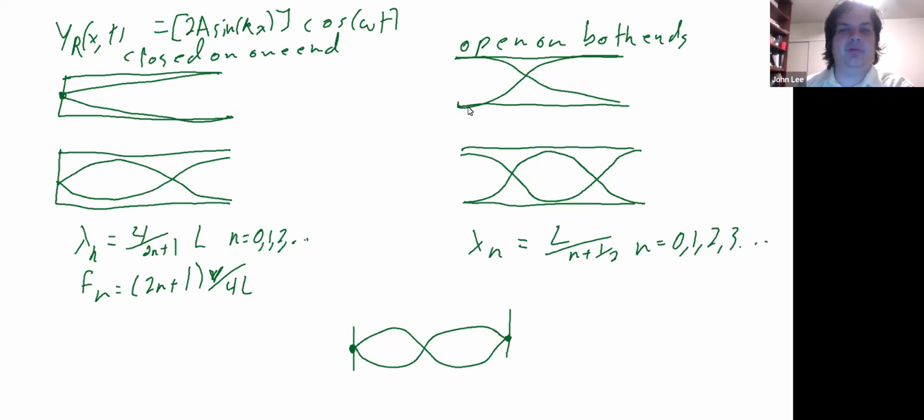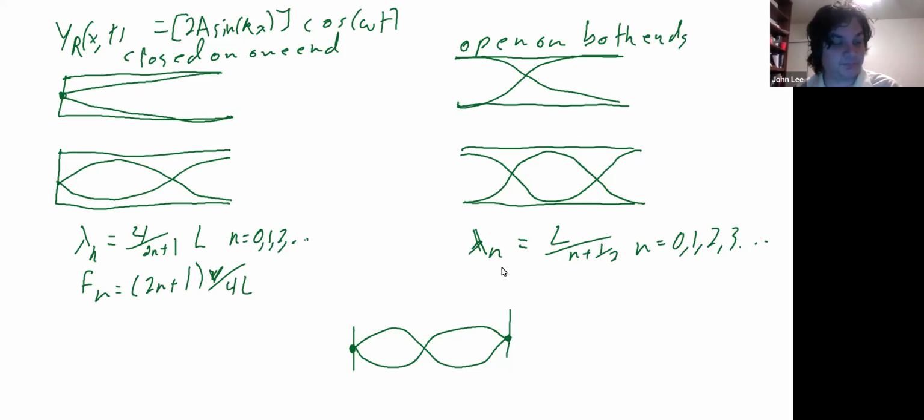Whereas if you have open on both ends, both sides have to be antinodes, which gives us that lambda n equals L over (n plus 1/2), where it has to follow that formula in order to successfully resonate in one of these pipes that are open on both ends.